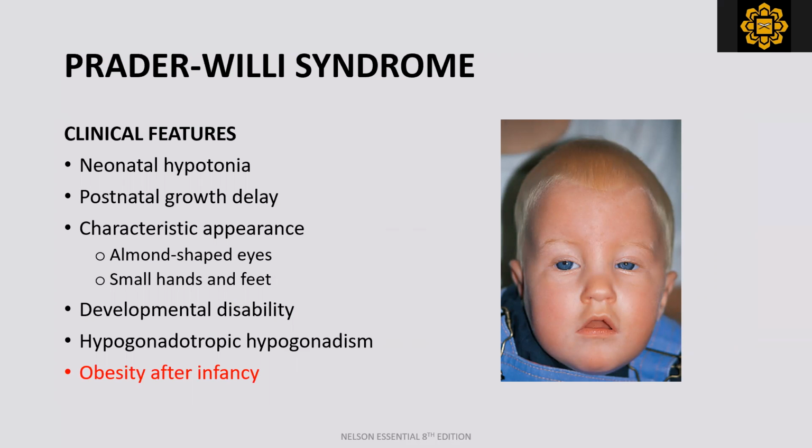There are also dysmorphic features, definitely, for Prader-Willi syndrome, where we can see the patient has almond-shaped eyes and small hands and feet. I have a better picture after this to show the small hands and feet. So that's okay. Prader-Willi syndrome is diagnosed by chromosomal analysis.